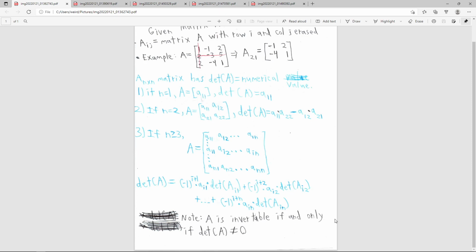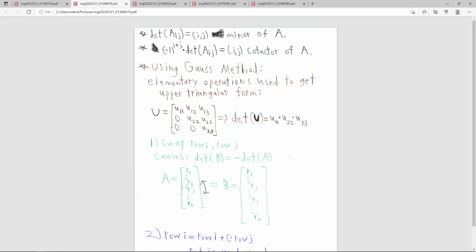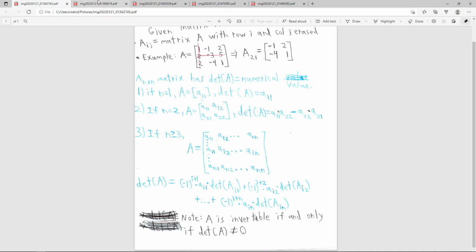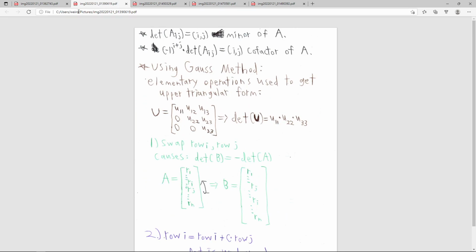But yeah, A is invertible if and only if the determinant of A does not equal 0. That's another important trait to keep in mind occasionally. It's more important in linear algebra, though. Determinant Aij is the minor of A. It's called a minor when you take the big term Aij, when you erase a row and column. That's a minor of A. And -1 raised to the i plus j times determinant Aij is a cofactor of A.